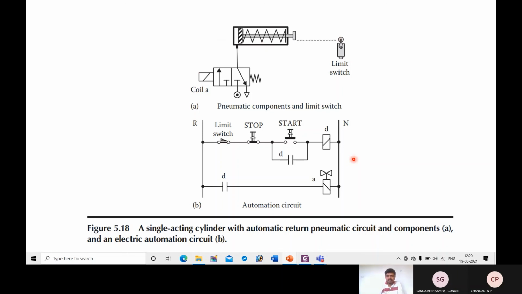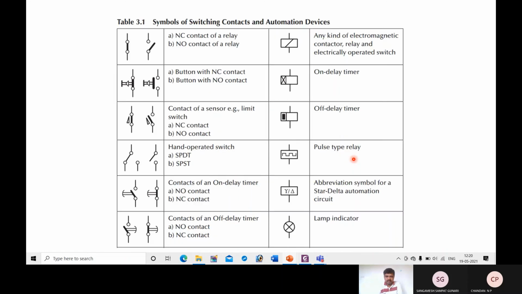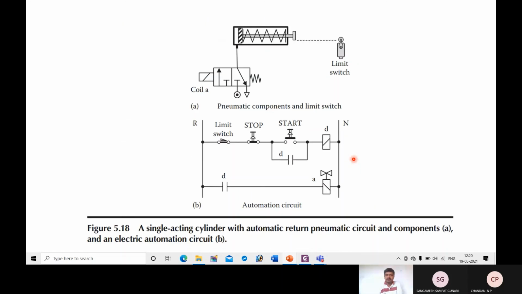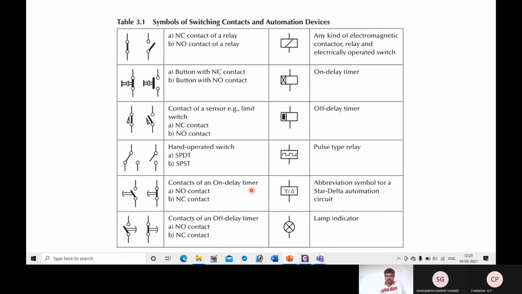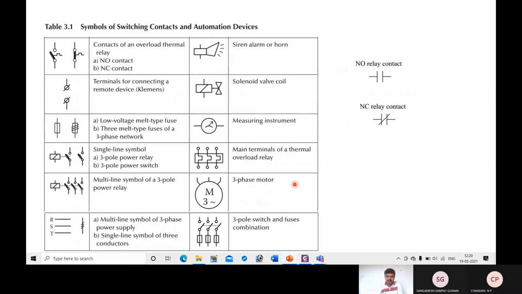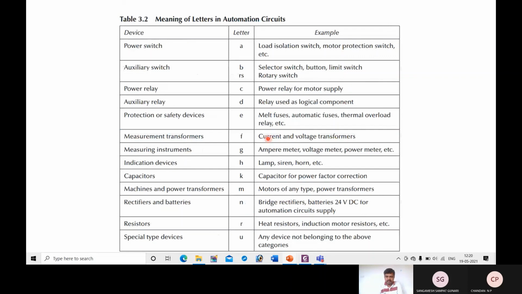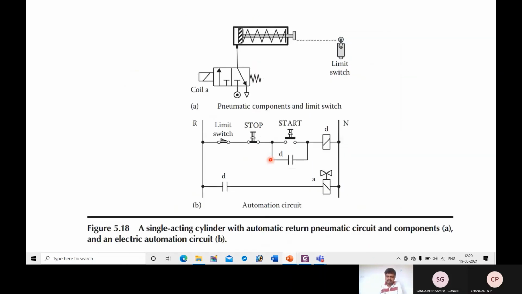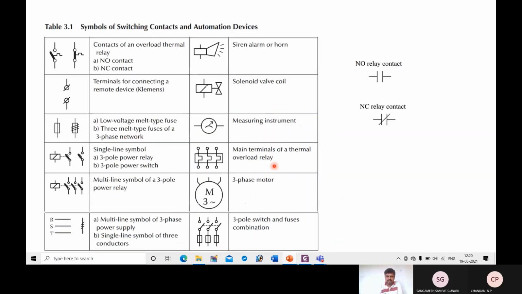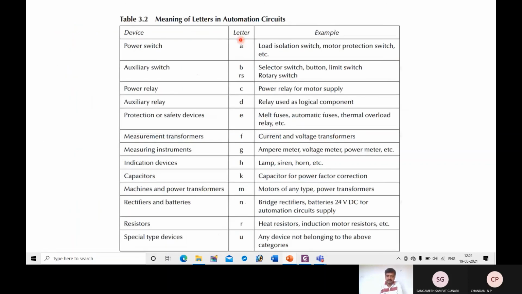In the automation circuit, we make use of various symbols. You can go through them and you will understand these symbols. There are also letters which are used in the automation circuit, like ED, C, E, and many lowercase letters are used. The meaning of these letters is shown in this table.